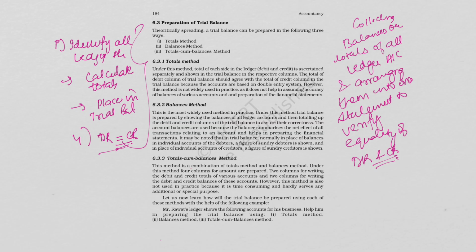Now let us discuss the three methods of preparing trial balance. According to our book, trial balance can be prepared using three methods. First of all, we have the totals method, we have the balances method, as well as the totals cum balances method. So first of all, we'll discuss each method in detail.